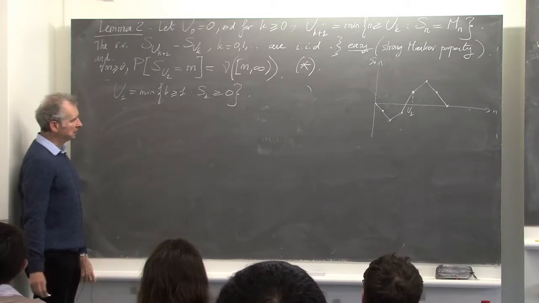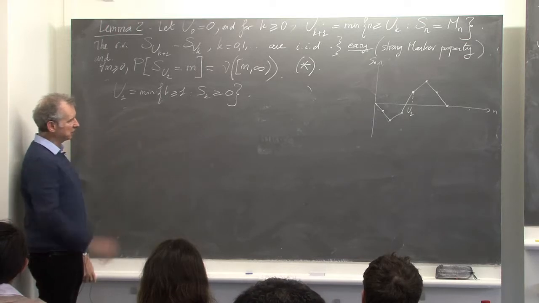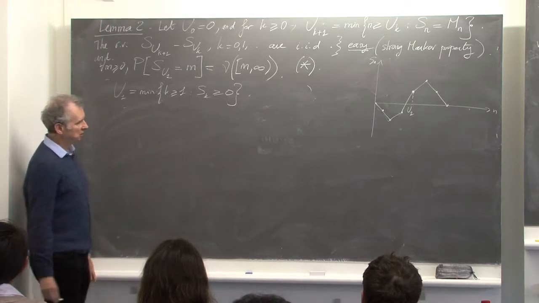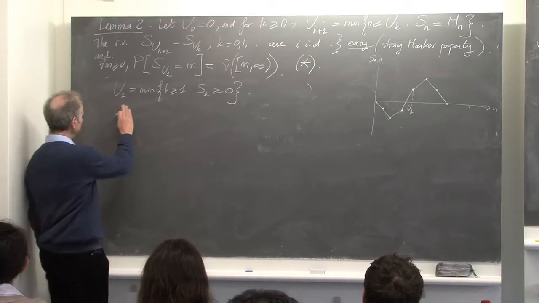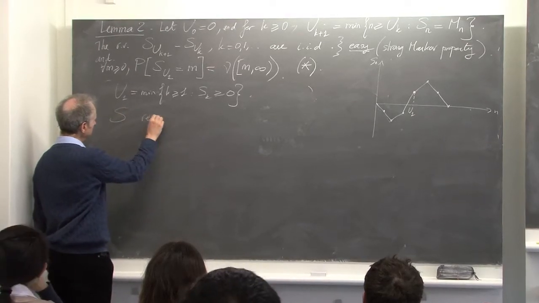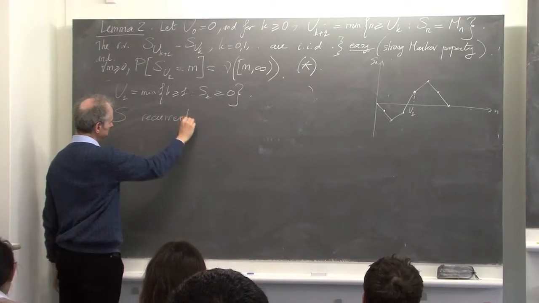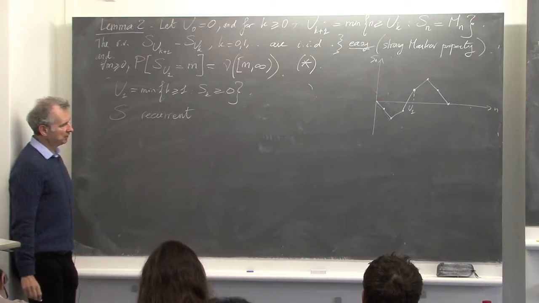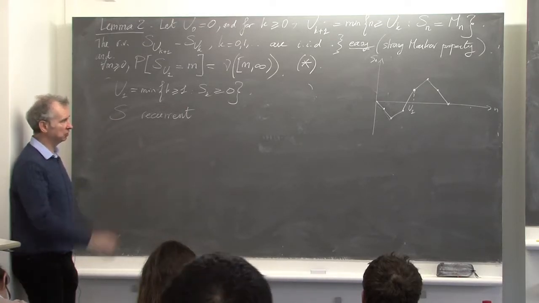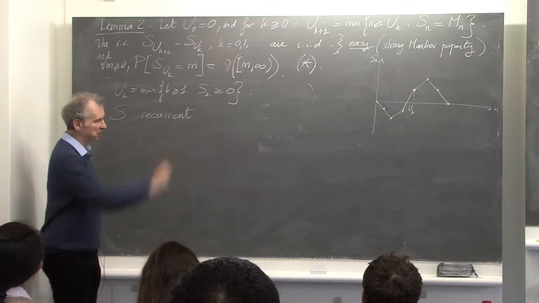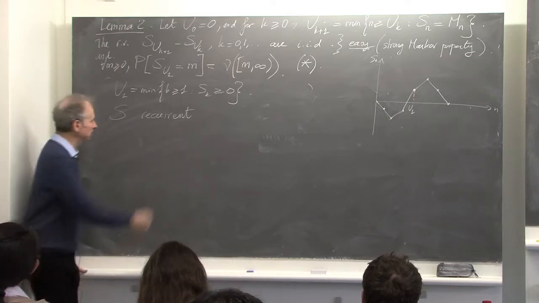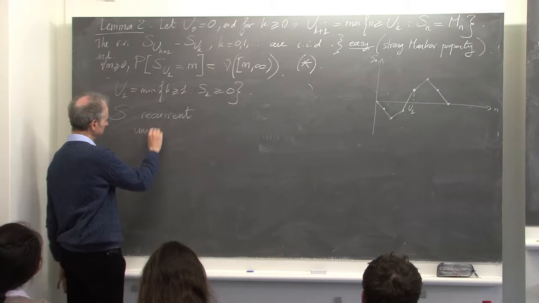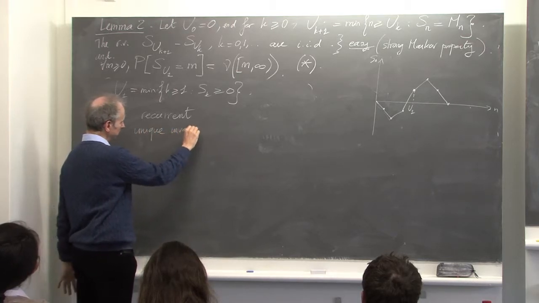Okay, so let me start the calculation with some general remarks. I know that S is recurrent as a Markov chain. In fact, it is clearly irreducible as a Markov chain. It has a unique invariant measure.